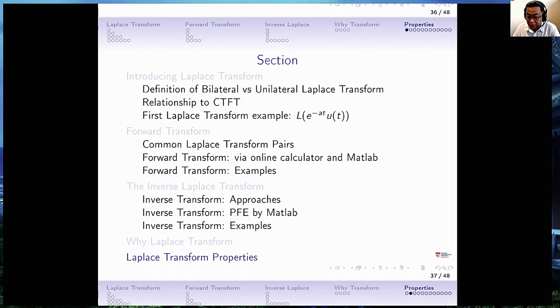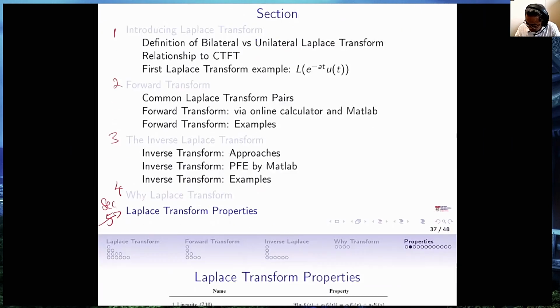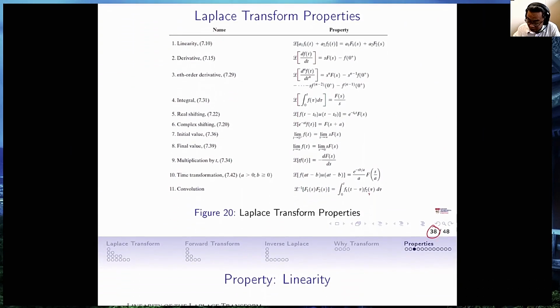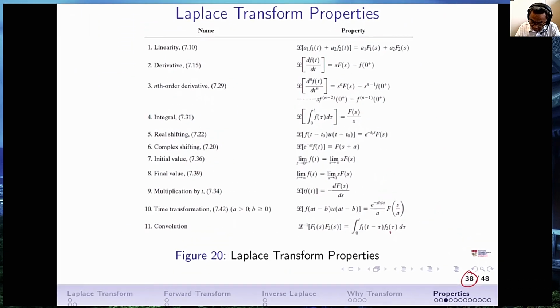Right, we are now in this section 5. So we have the 5th section. So we are now in the last part of this chapter. We are on page 37, and let's go directly into the properties of Laplace transform.